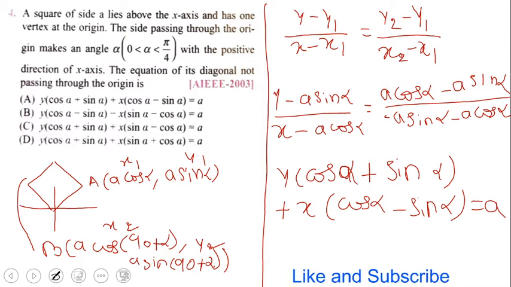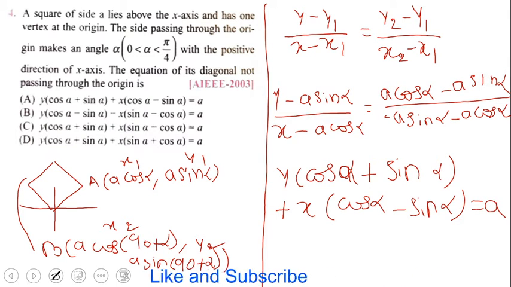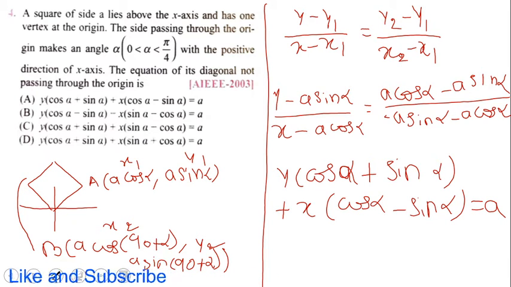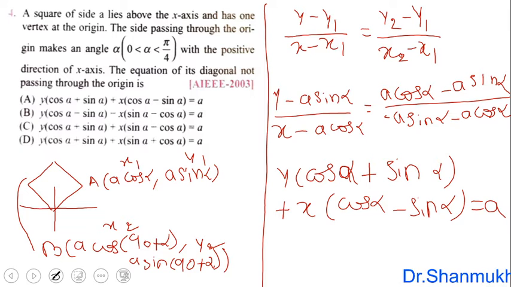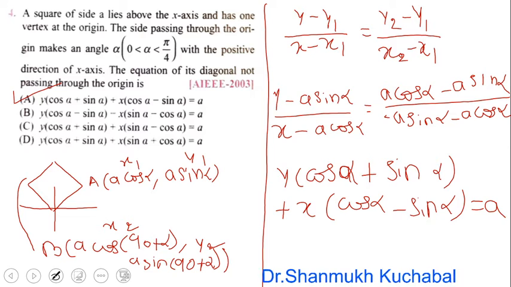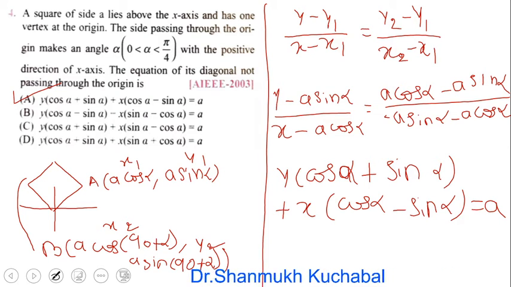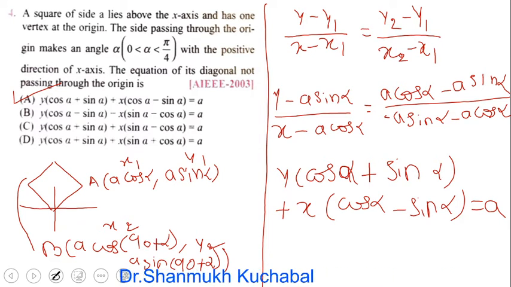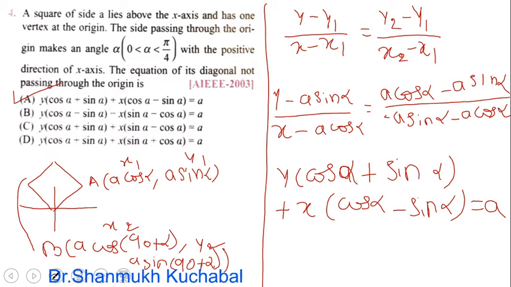Therefore clearly we will observe that y (cos alpha plus sin alpha) plus x (cos alpha minus sin alpha) equals A here. So clearly option A is the right answer. So almost all the answers are similar. They differ by a sign. Therefore, clearly observing, option A is the right answer here.